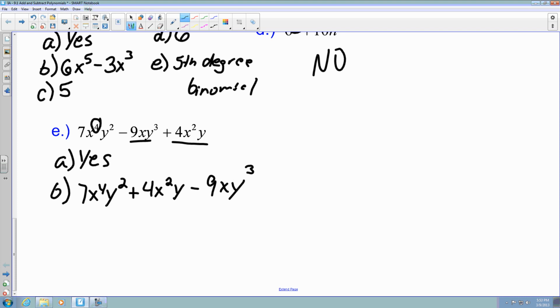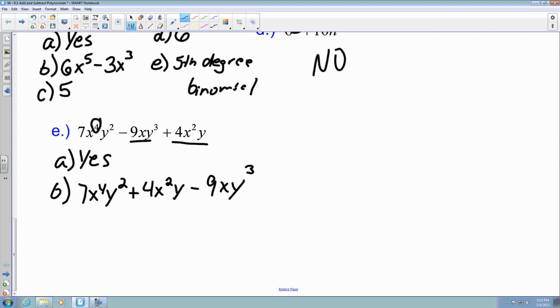So the way it was rewritten was dictated by the largest degree that was attached to that particular variable. So if the largest exponent was attached to, say, the y value, then I would use the y value in order to rewrite this in order.